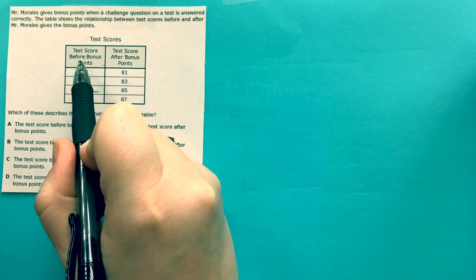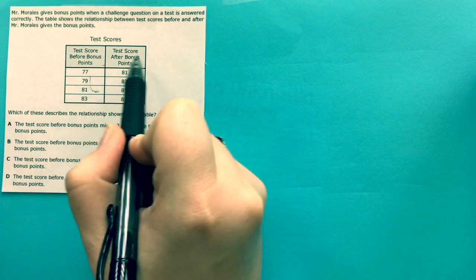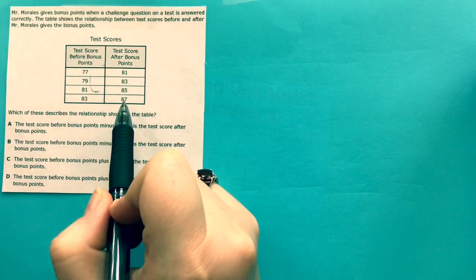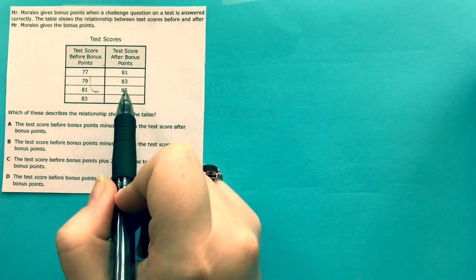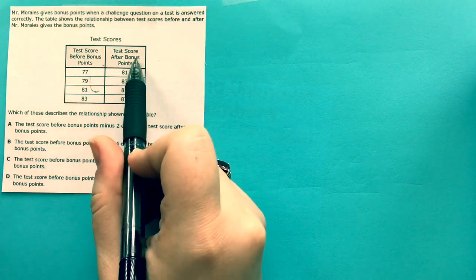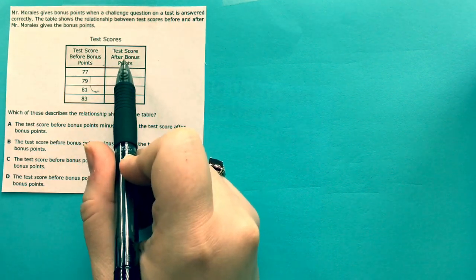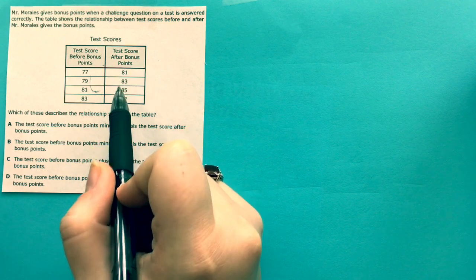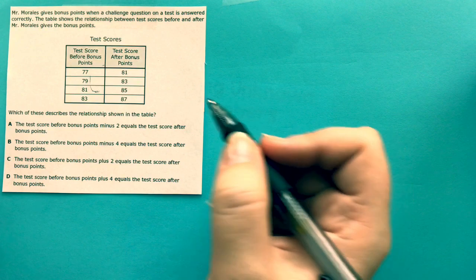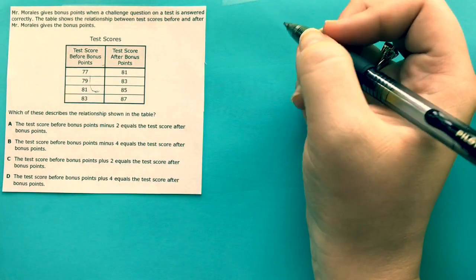The test scores before the bonus points and the test scores after bonus points. Okay, so look at these numbers. What kind of pattern are you seeing between these numbers? Well, when I look at it, I see that the test scores after the bonus points is a higher number.